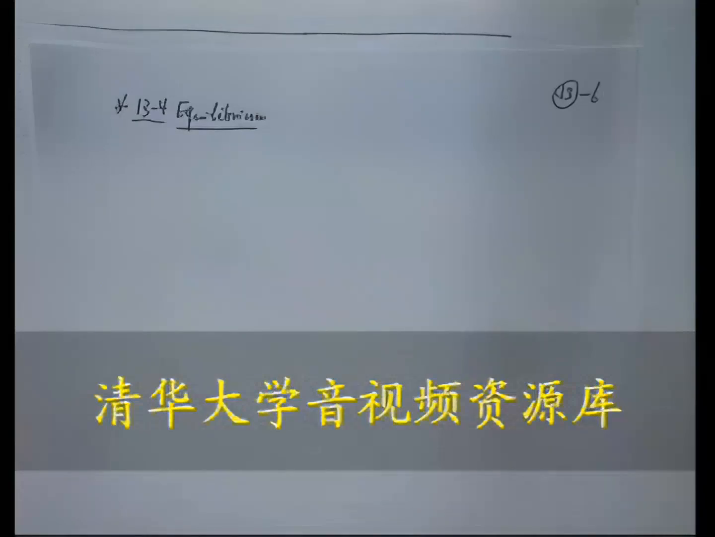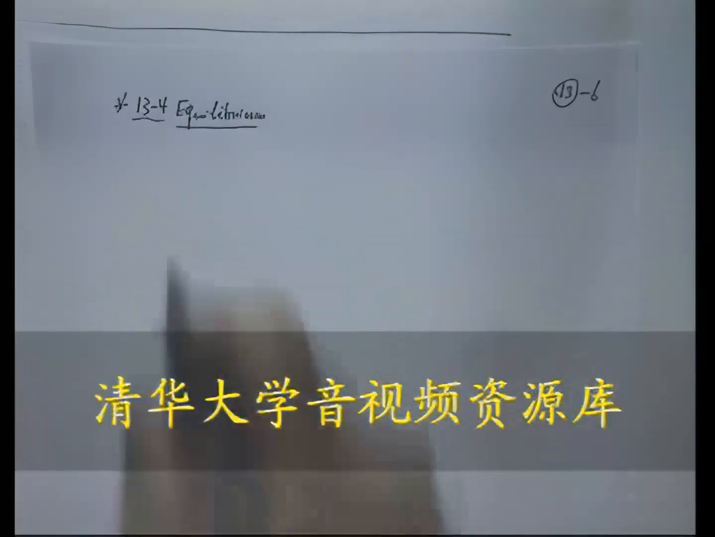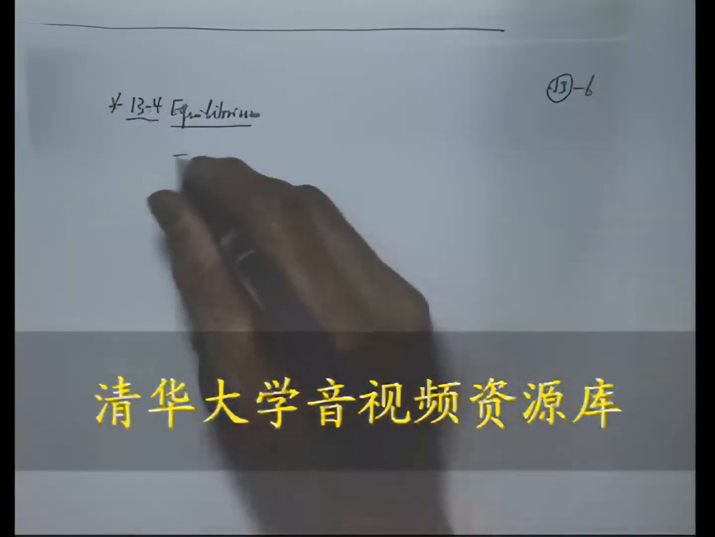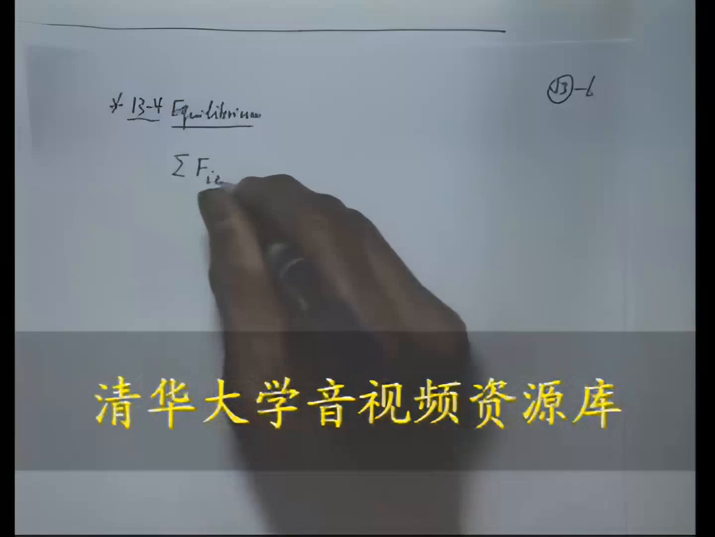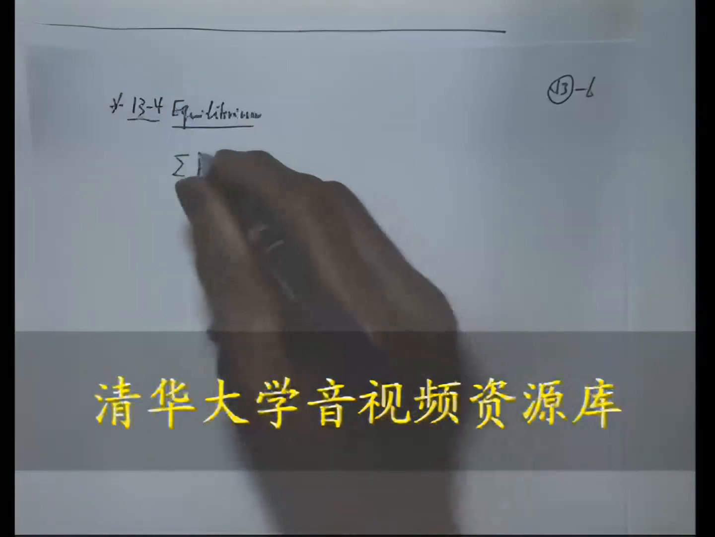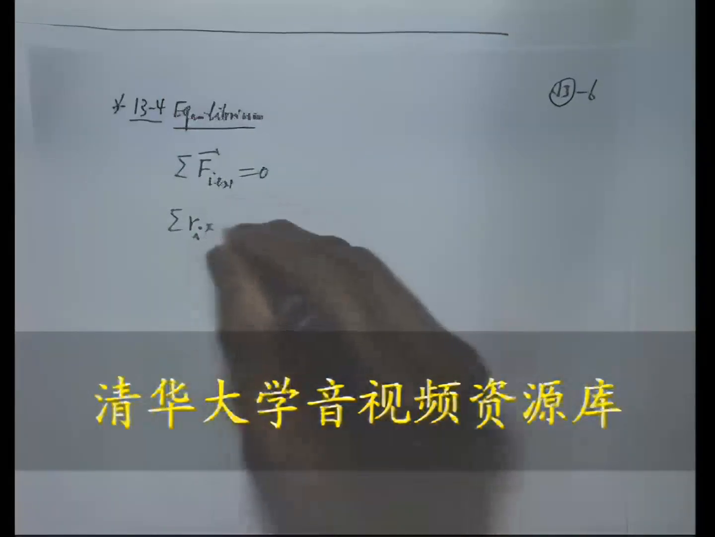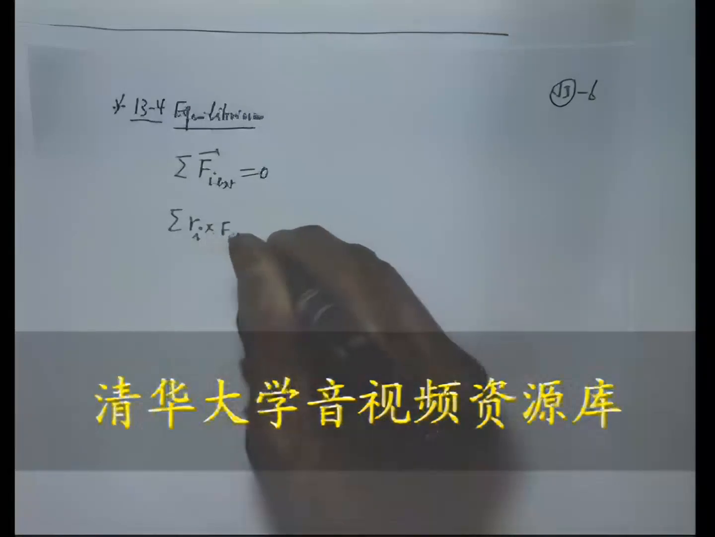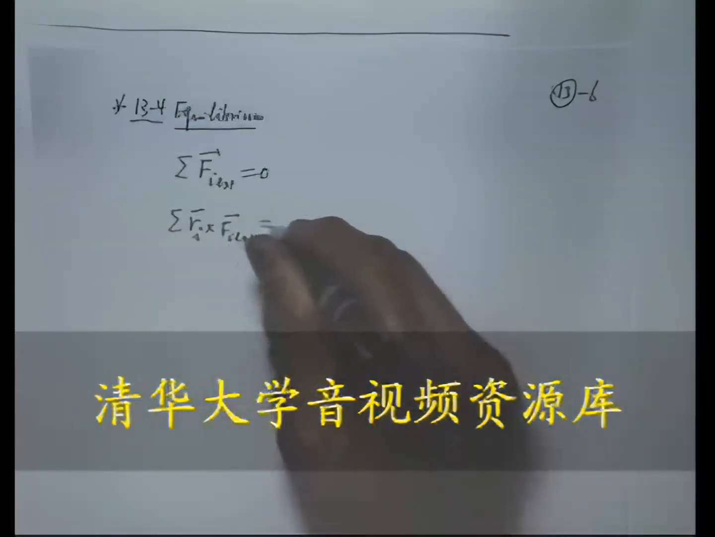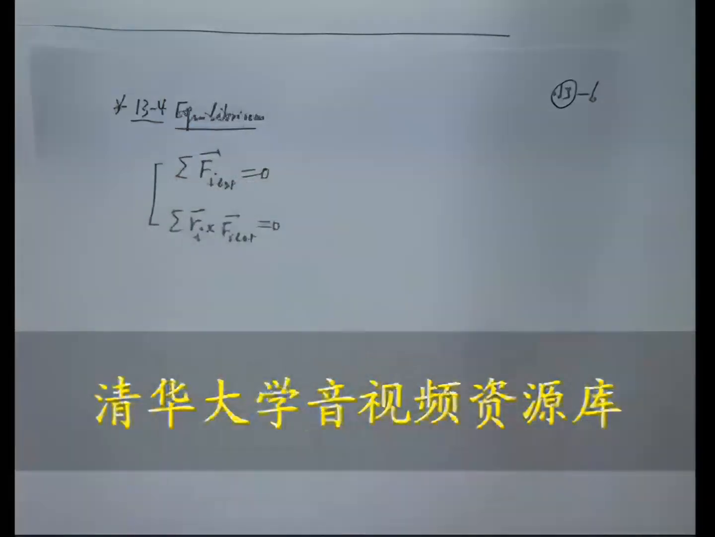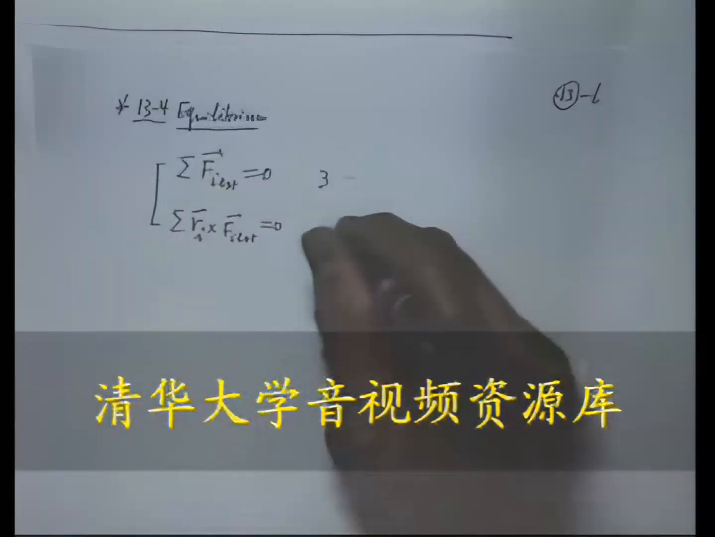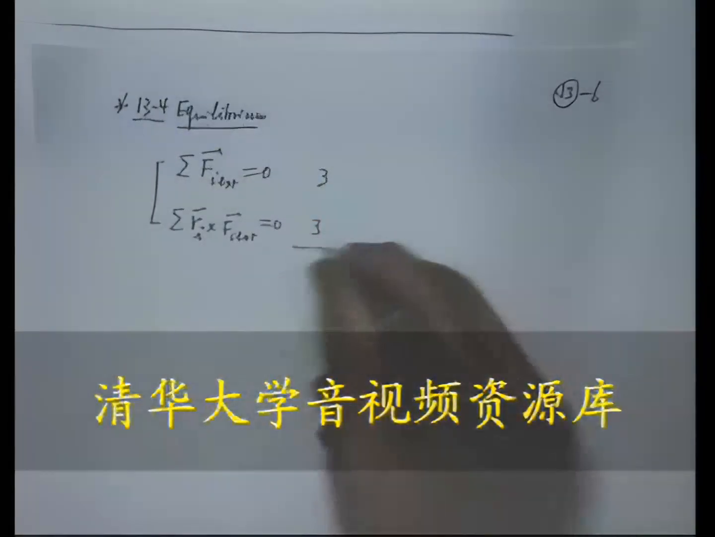Now, if we have a static situation, that means no motion. That means all time derivatives are zero. In that case, acceleration is equal to zero. So we have two formulas. One is the sum of Fi external, which of course includes gravity, is equal to zero. And the sum of Ri cross Fi external, the total torque, is equal to zero. For a three-dimensional case, this is three equations, this is three equations. So you have six equations.